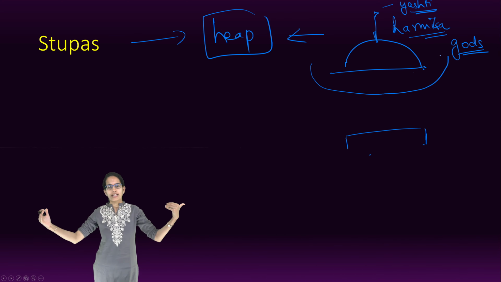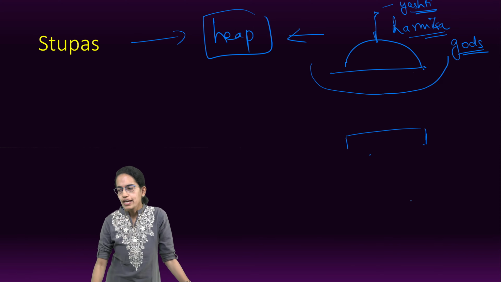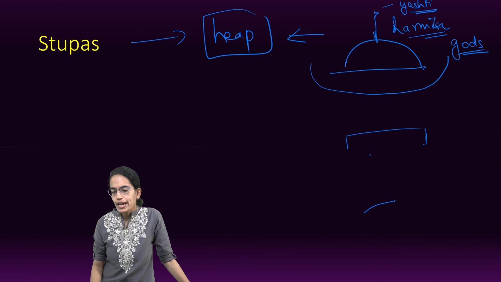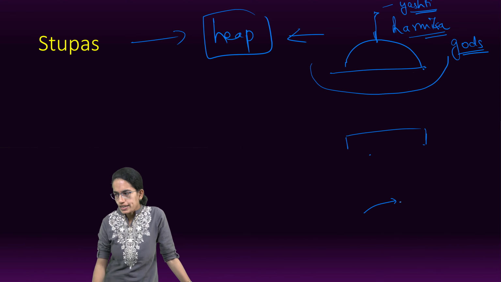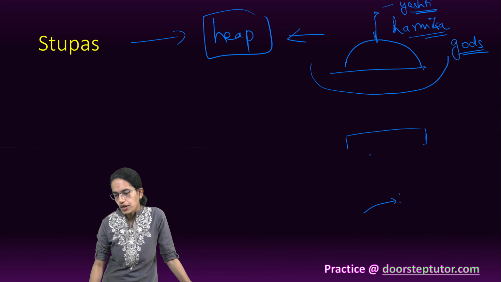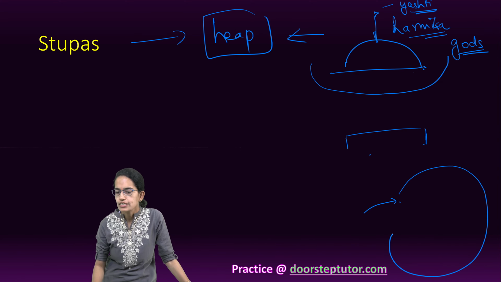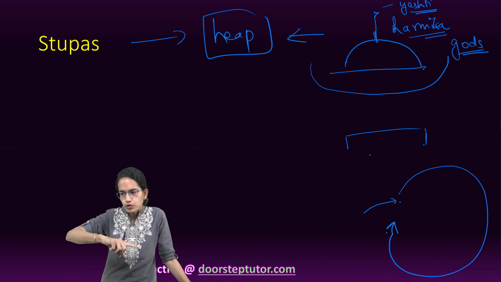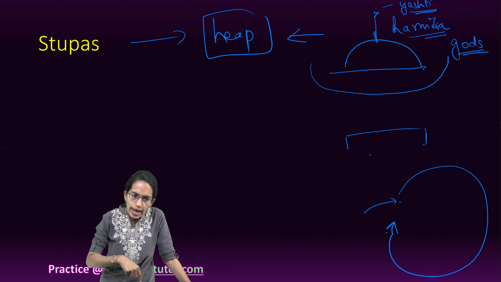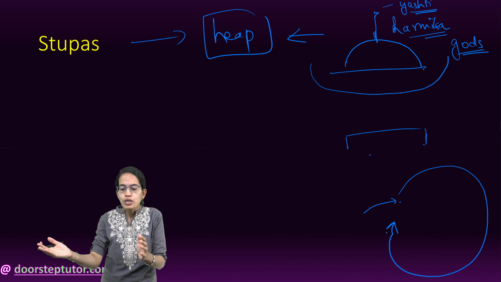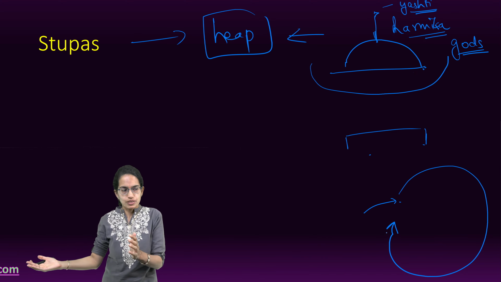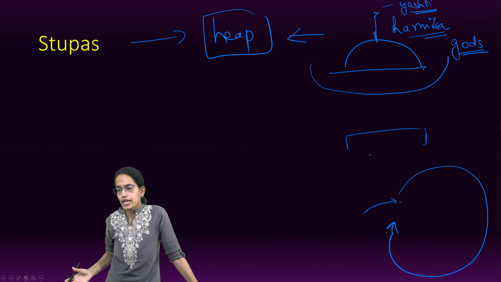On the four sides were four entries. The idea was that anyone who would enter the stupa would enter from the eastern gateway, move in a clockwise direction following the sun, and complete the circumambulation of the mound while always keeping the mound towards the right of the person. So that was the way it was designed.